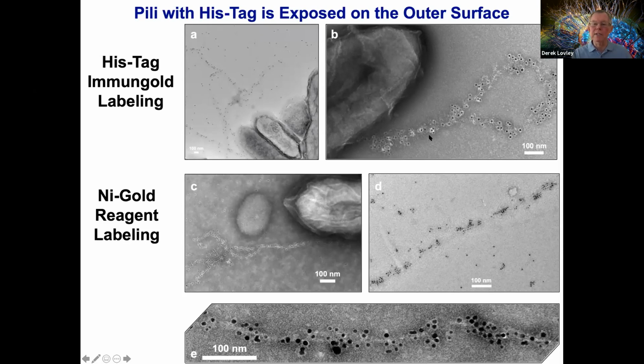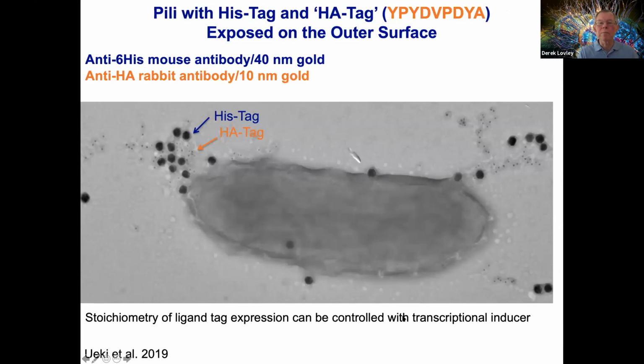That's these black dots here. They're just very different variations of that. Oh, I'm sorry, immunogold, also using a nickel gold reagent that's specific for the histag. You can put multiple ligands on a single wire. This is using something called an HA tag, for which there's also an antibody. So here's the histag, where we attach a big gold particle to that antibody, and a small gold particle to the HA tag, and you can see the multiple tags that are on the wire.